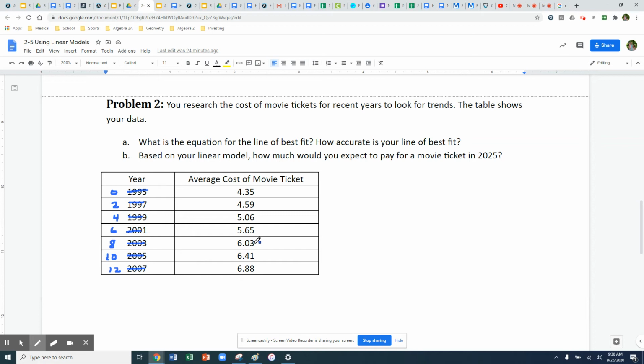We'll practice that again on our calculator, and then ask how accurate is your line of best fit. And then based on your linear model, what would you expect to pay for a movie ticket in 2025? So how accurate is your line of best fit? That's where we're going to look at that correlation coefficient. So what is R going to equal?